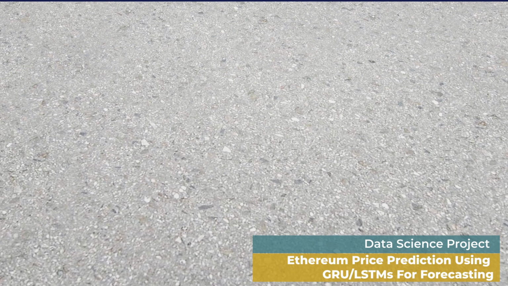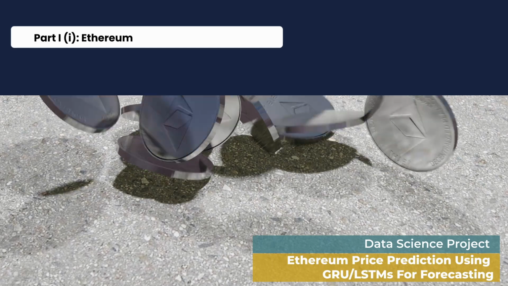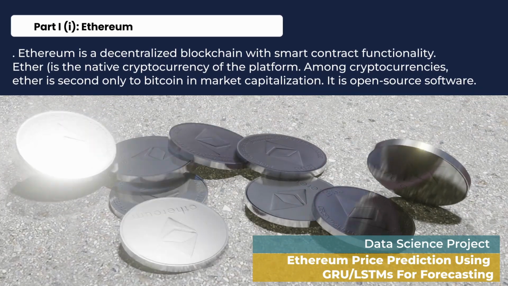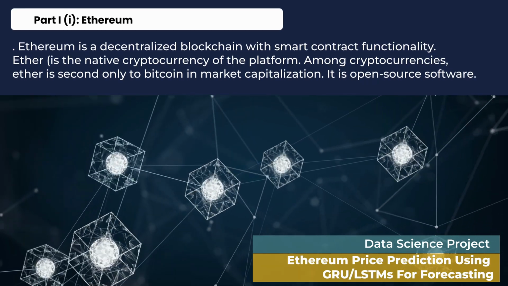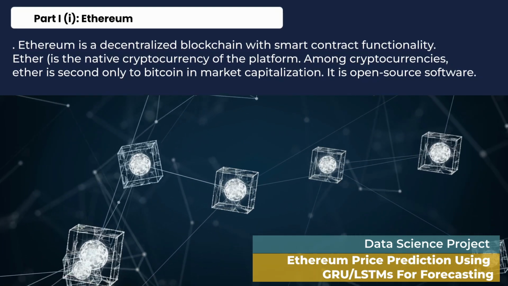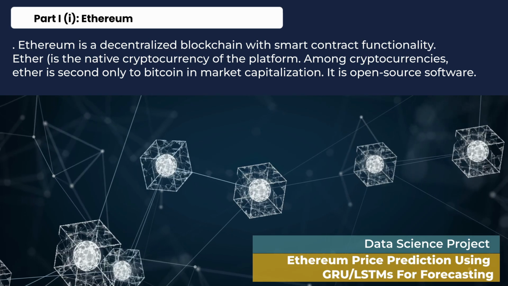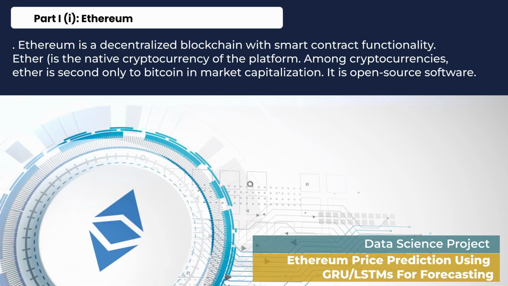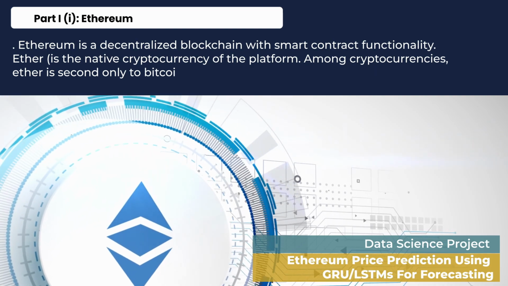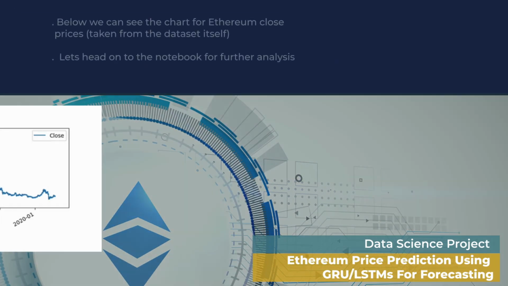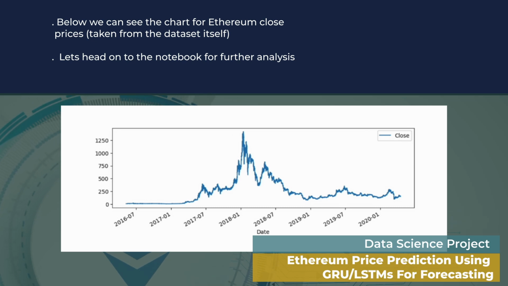So what is Ethereum? Ethereum is a decentralized blockchain with smart contract functionality. Ether is the native cryptocurrency of the platform. Among cryptocurrencies, Ether is second only to Bitcoin in market capitalization. It is open source software. Below we can see the chart for Ethereum close prices taken from the dataset itself.